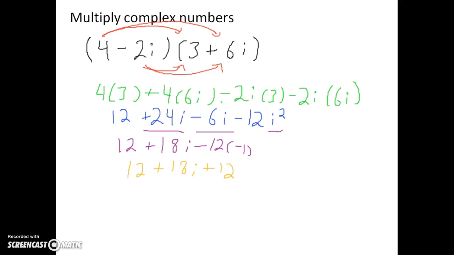Then finally, a couple more things to combine. We have this 12 and this 12. Neither of them have an i. We can combine them. So where we want numbers first. So 24, because that's 12 plus 12, plus 18i. And again, that's it. We're done.